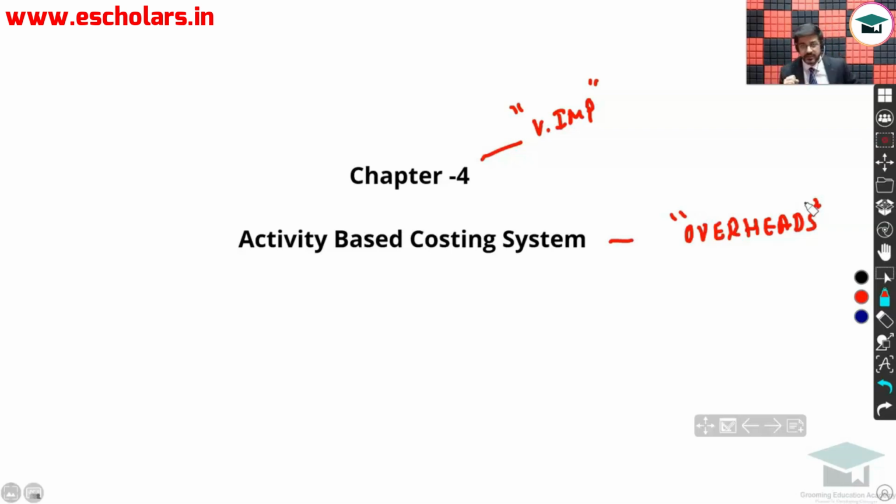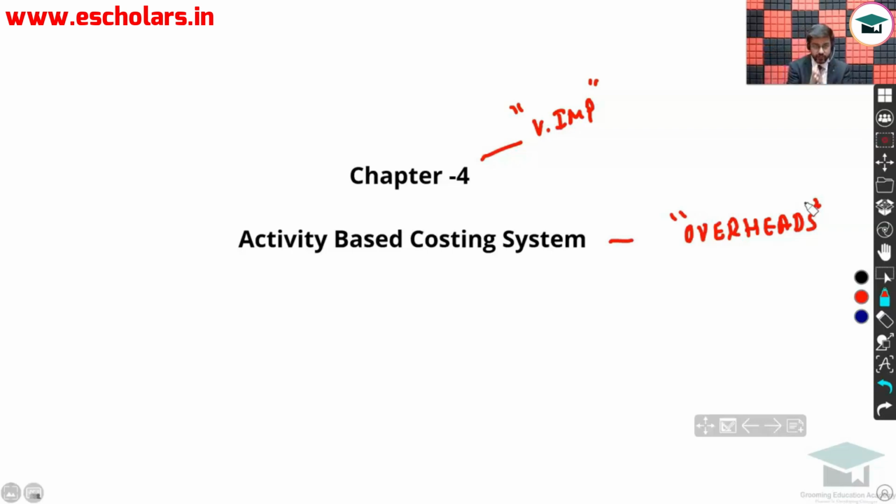So that means, sir, one of the advantages of the ABC system is that it calculates the overhead cost in a more accurate way. Absolutely right. And what you need to learn in this chapter is how we calculate this overhead cost in a more accurate way. That's it.